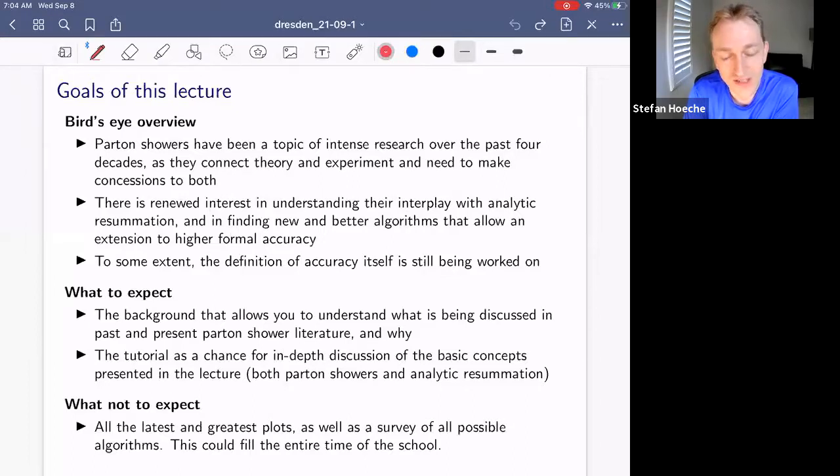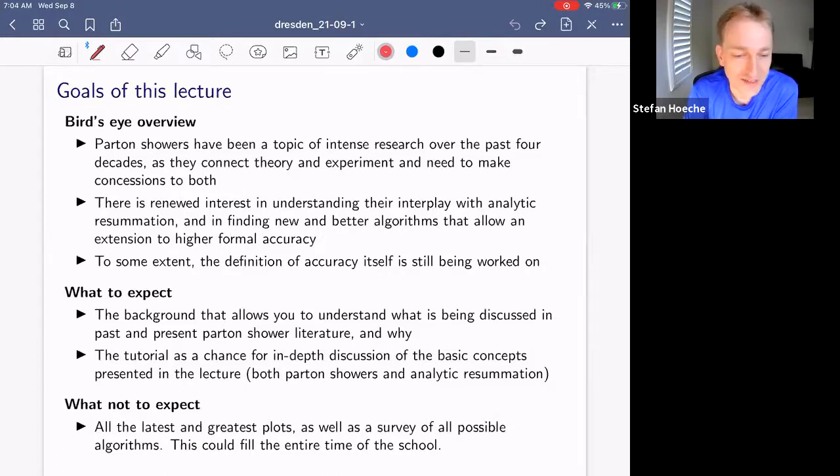So what I will try to do in this lecture is give you the background that allows you to understand what is actually being discussed in past and present Parton shower literature and why this is important. And you will have the tutorial as a chance for an in-depth discussion of the basic concepts that are presented here in the lecture, both for showers and for analytic resummation. You can take your pick, so it's kind of a la carte. If you're interested in this, you can pick it. If not, you can choose a different tutorial, and you can choose between doing this tutorial on analytic resummation or on Parton showers as you prefer.